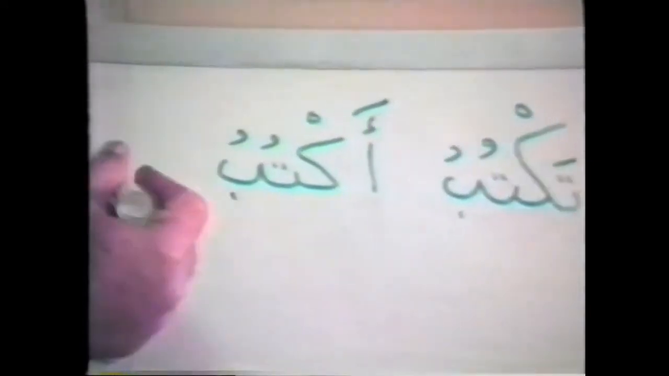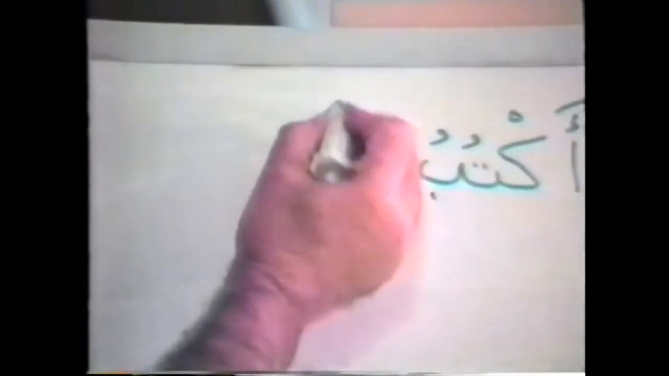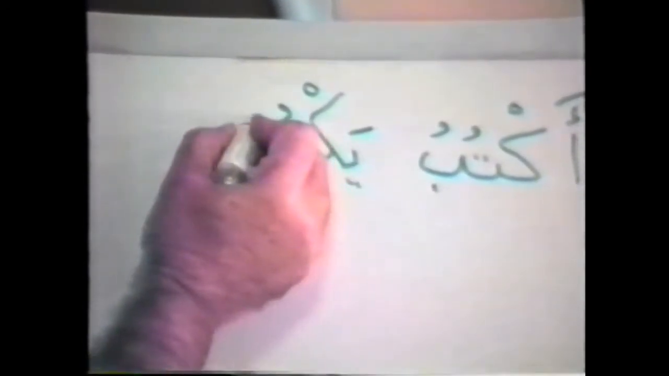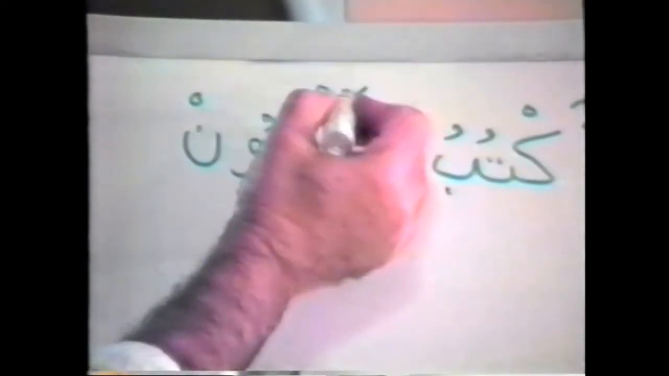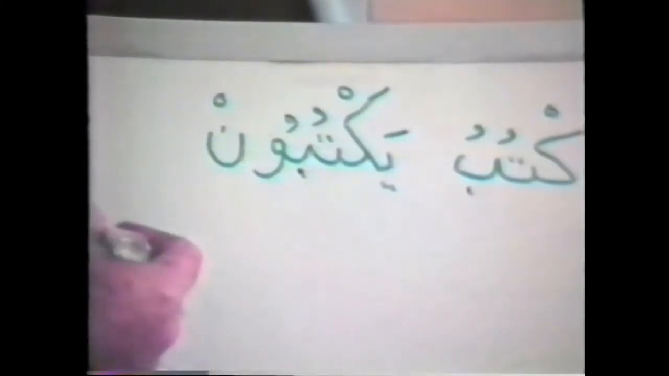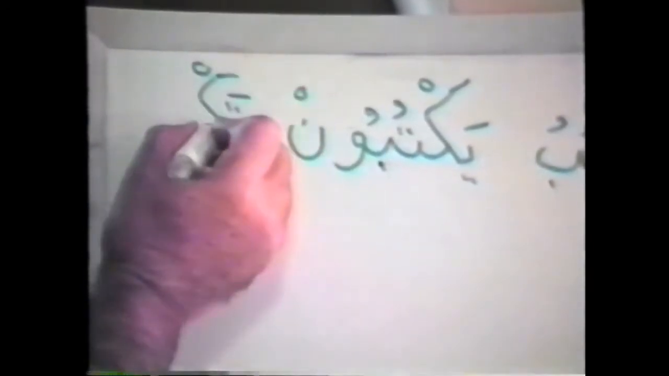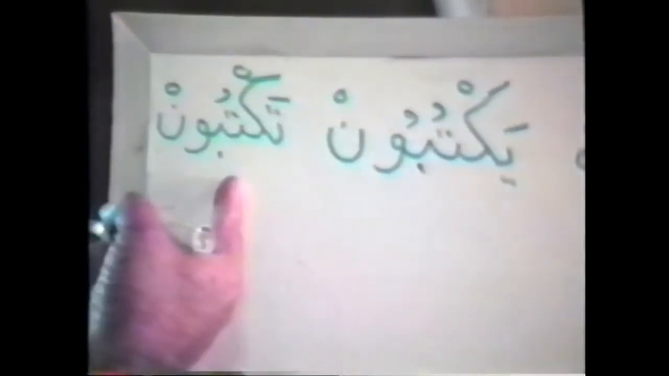Now, they write will look like this. Yaktubun. An extension here. Yaktubun. This means they write. If it is plural, you write, it will be taktubun. It will look like this. Taktubun means you, plural, write.